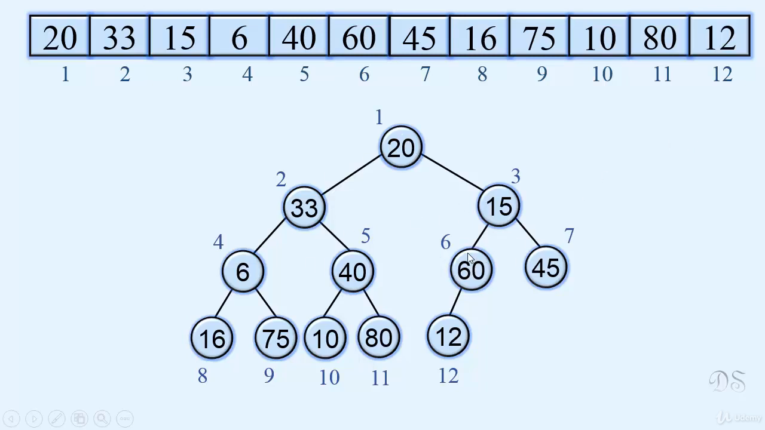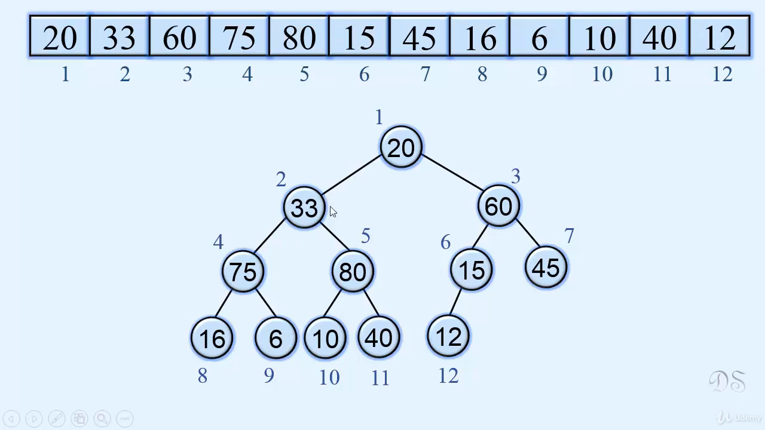First we'll call restore down for this one. The child is smaller, so there's nothing to be done. We call restore down for this one. 80 goes up and 40 comes down. We call restore down for this one. 75 goes up and 6 comes down. Then we call restore down for this one. So this 60 goes up and 15 comes down.